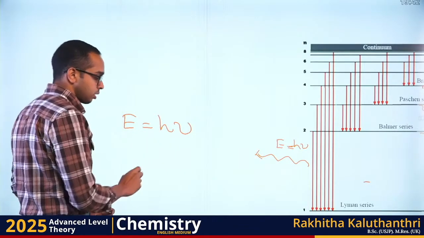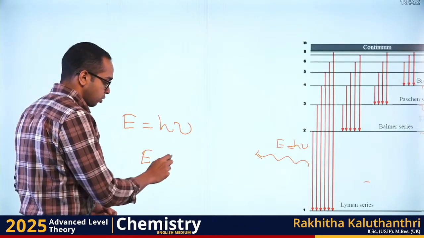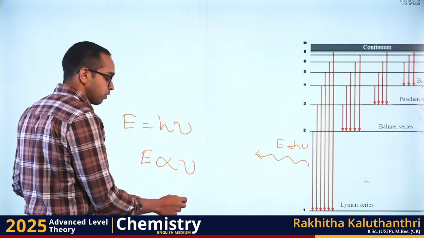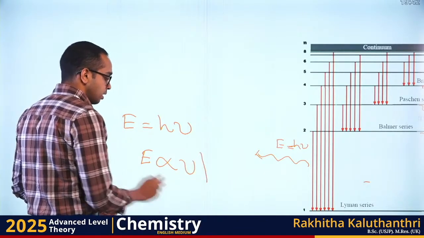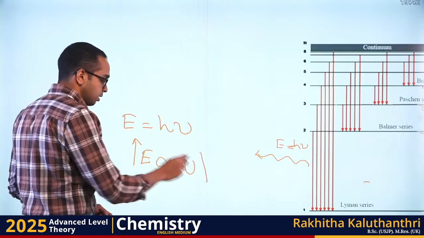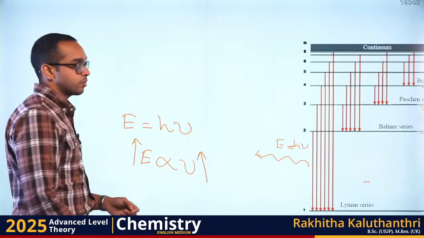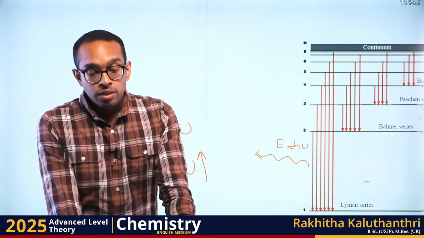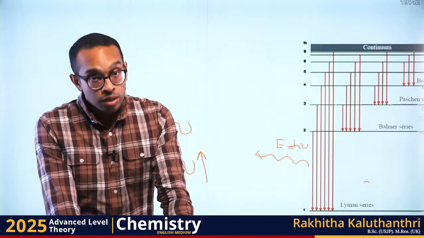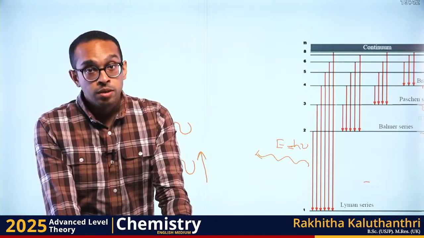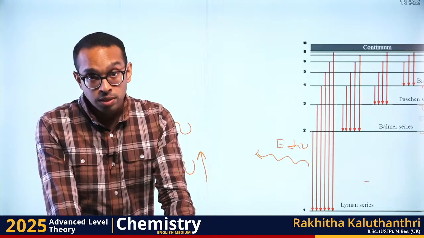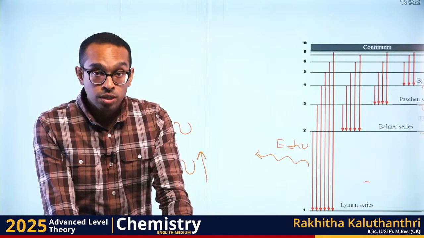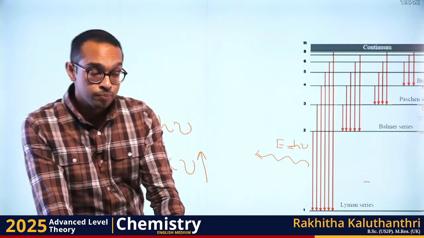h is a constant, Planck's constant. So therefore, energy is proportional to frequency. As energy increases, frequency increases, or as frequency increases, energy increases. So if there is a huge amount of energy released when an electron is falling from the second energy level to the first, then the frequency of that is also really, really high.